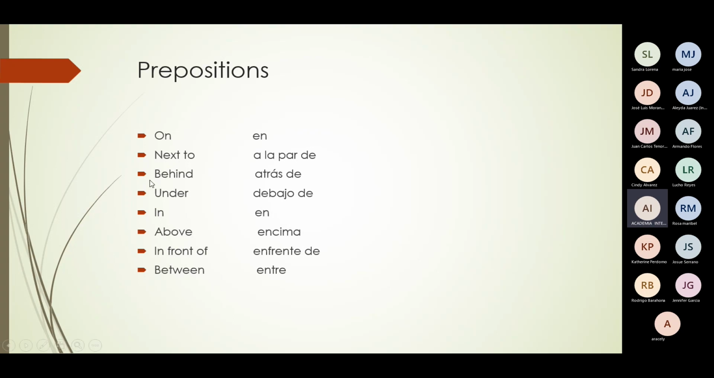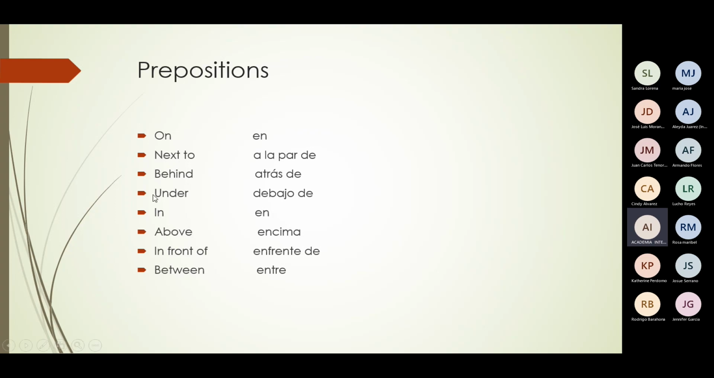Behind. Behind. So, pay attention to the pronunciation as well. On, next to, behind, atrás de, sencillo, atrás de. So I am behind you. Estoy detrás de ti. So she is behind him. Ella está detrás de él. So the vehicle, I have a vehicle behind me. Tengo un carro detrás de mí. So it's very simple. Behind, atrás de.